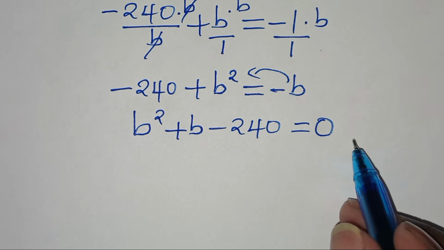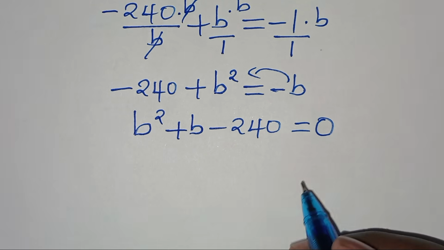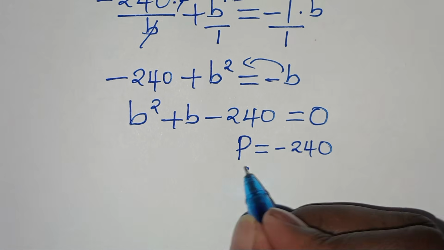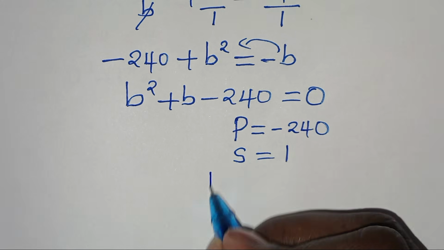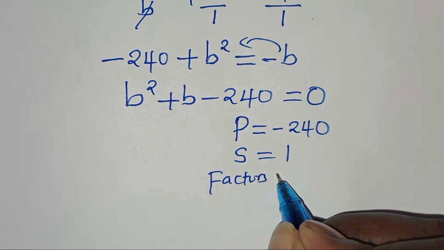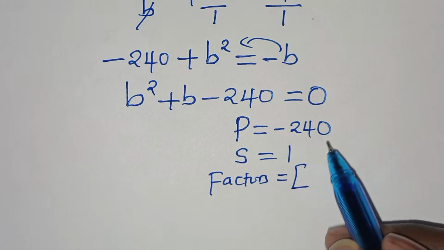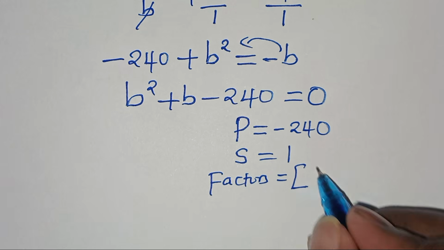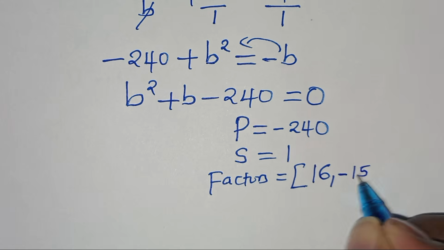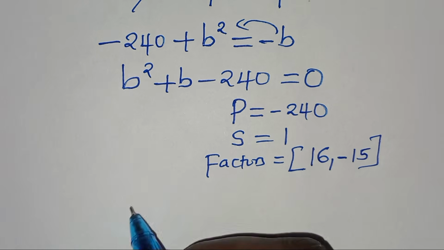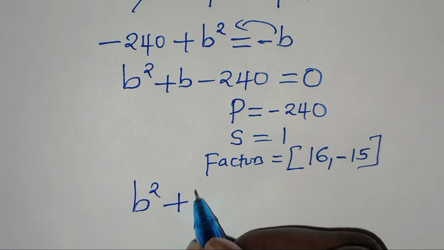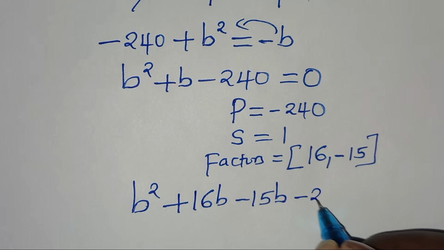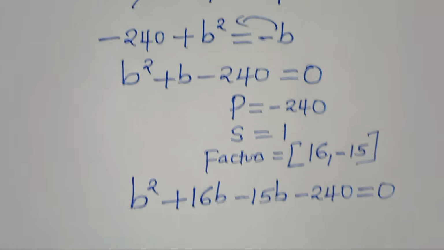Now this is a quadratic equation. We can solve this quadratic equation by factorization method. We have the product equal to minus 240 and the sum equal to 1. So we can identify two factors here. If we multiply these two factors, we have a value of minus 240. If we sum these two factors, we have a value of 1. So we have 16 and minus 15. Now let's substitute this. We have b squared plus 16b subtract 15b minus 240, equal to 0.